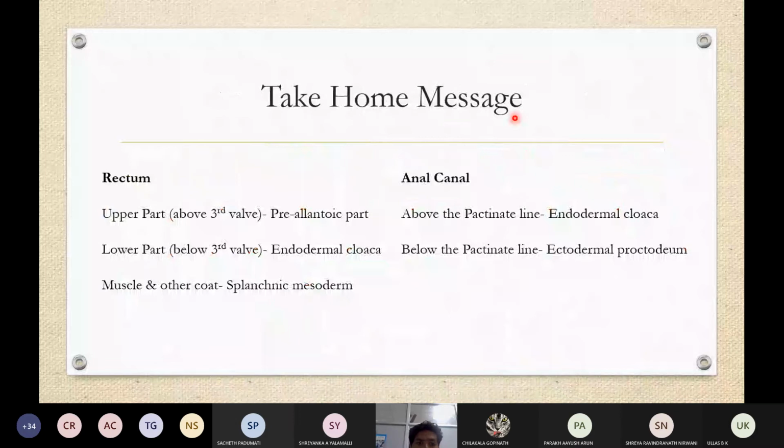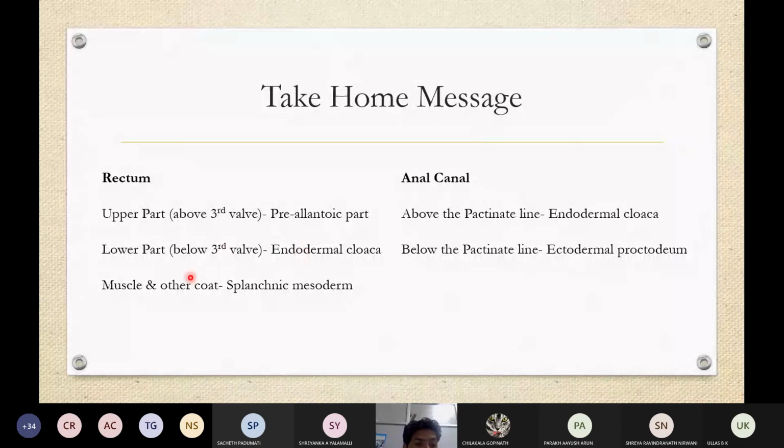Now, what should you remember from this? In two words, regarding the development of the rectum, I showed you the valves inside. There will be four valves, I told you. The area above the third valve of the rectum is developed from the pre-allantoic part of the hindgut, and similarly, the area below the third valve will be developed from the endodermal cloaca.